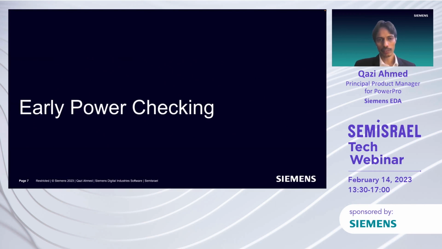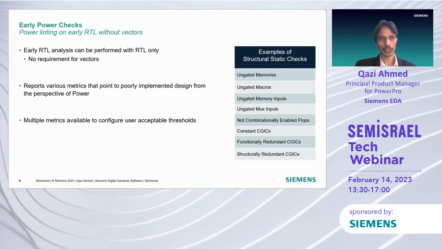So let's start with early power checking, as I just mentioned. Early power checking in PowerPro is performed without the need for vectors. So early RTL analysis can be performed with RTL only. You might not have vectors, or you might have small test benches. You're still developing your RTL.